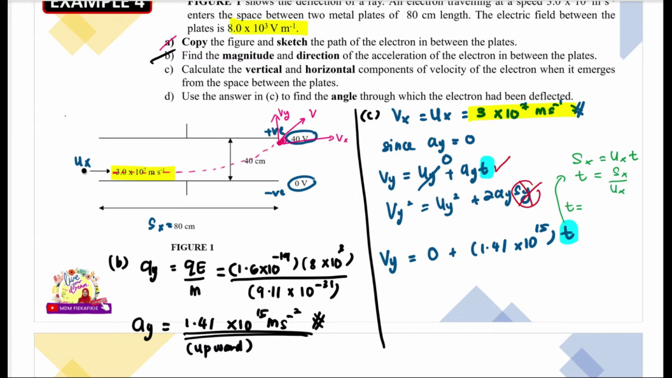Okay, so T is equal to Sx over Ux. Sx dia apa dia? 80 cm. Okay, 80 cm over Ux, dia adalah 3 exponent 7. So T saya akan dapat sini lah 2.67 exponent negative 8 second. Okay, so dah dapat nilai tu, you boleh substitute terus kat sini. Okay, 1.41 exponent 15. T dia masukkan dekat sini, darab ini.